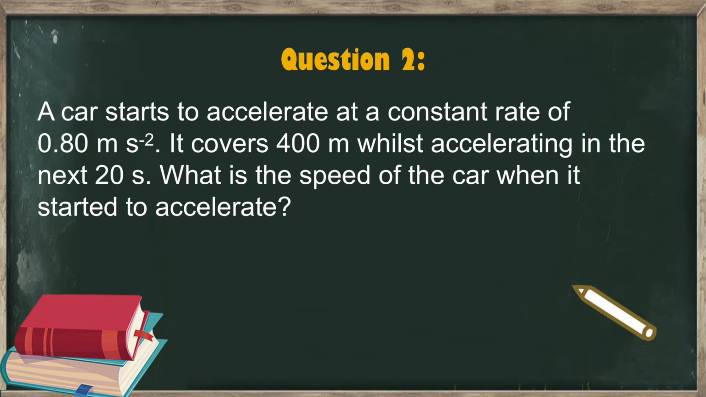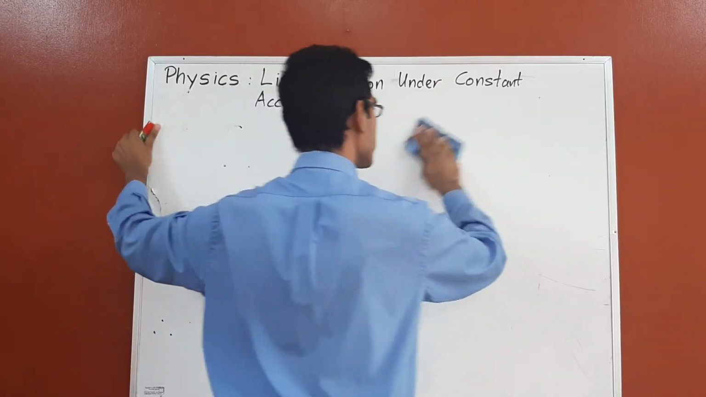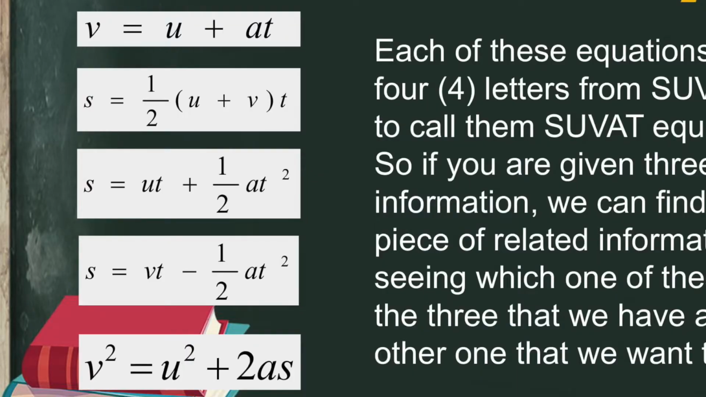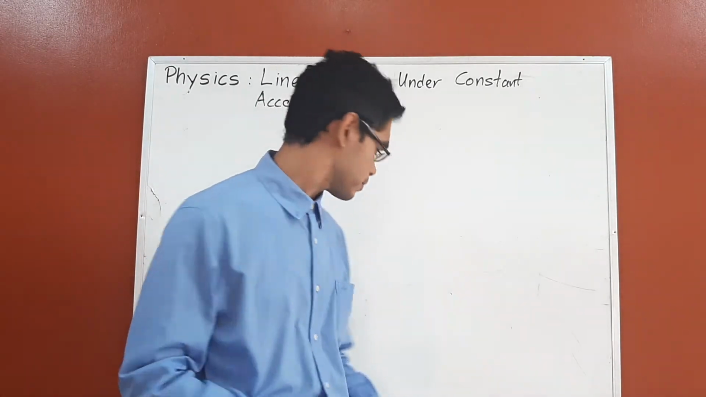This is time for you to think about it. You are armed with the 5 equations of linear motion under constant acceleration. You've been exposed to my process. Some of you should already be able to begin coming up with the answer.